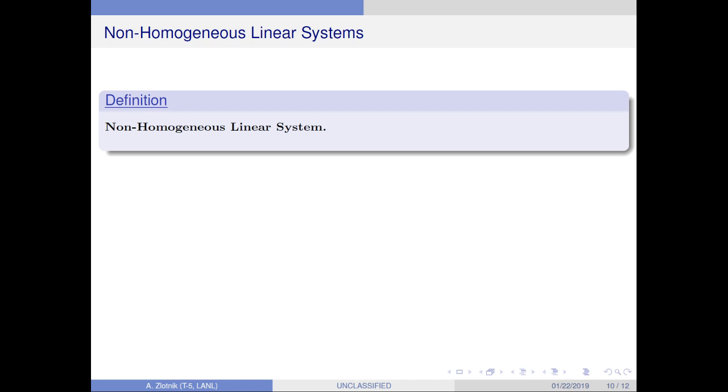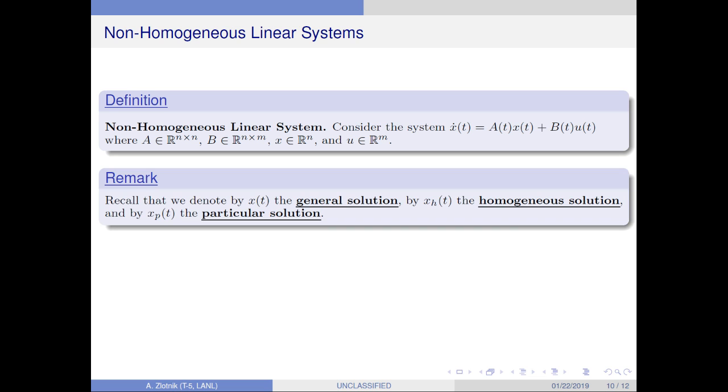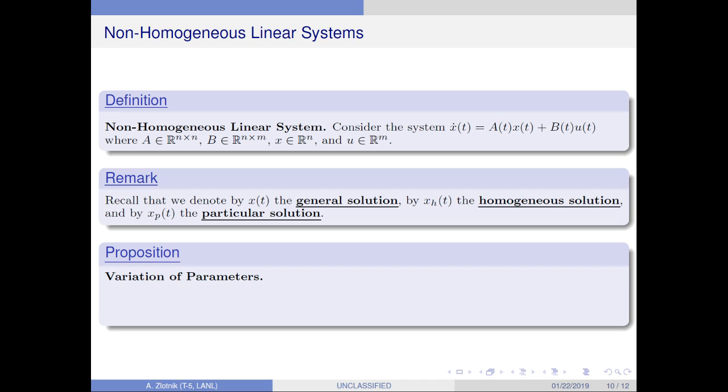Now, let's look at what happens when we have a non-homogeneous linear system. So here, we go back to a control system where we include the control u of t, where A is an n by n matrix, B maps the m controls to their influence on the state, and x is the state, u is the control. Now we recall that we denote by x the general solution, x_h the homogeneous solution, and x_p the particular solution. And we want the particular solution.